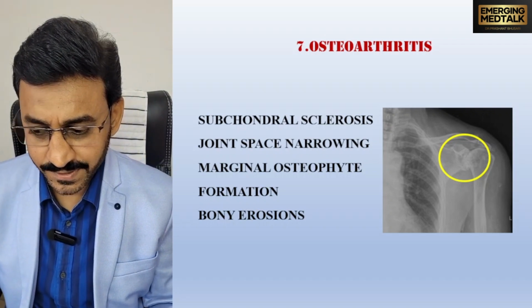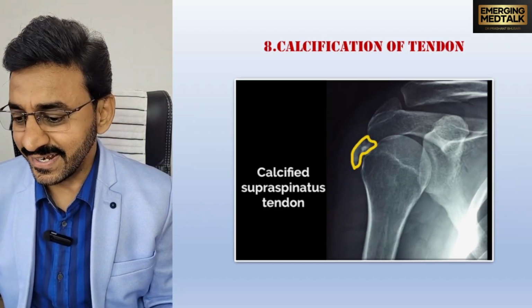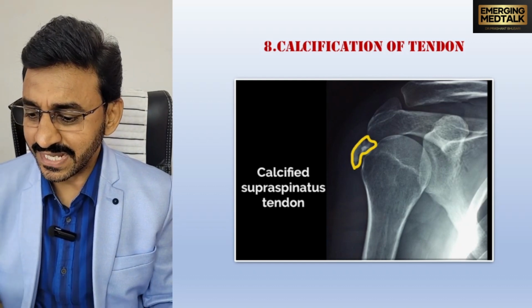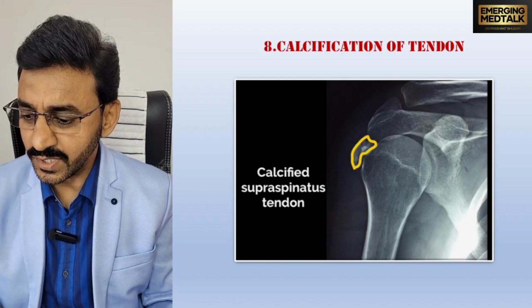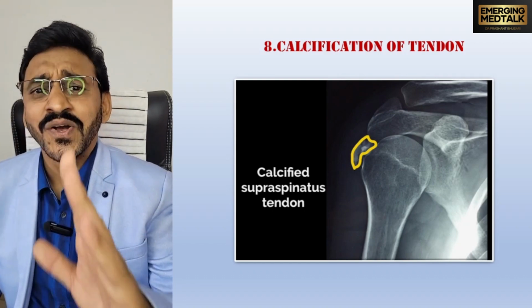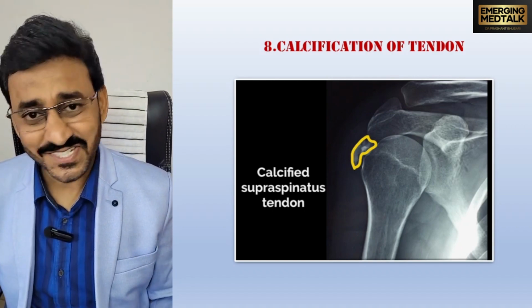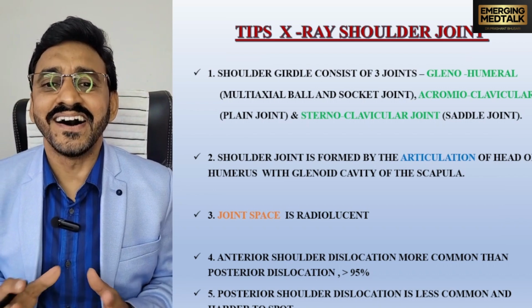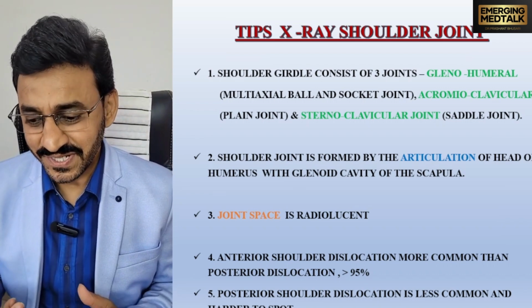So this is osteoarthritis, and another clinical condition is calcification of the supraspinatus tendon, which may also cause pain in old age. So these are some clinical conditions we have discussed, and there are tips you must know, or can remind yourself.